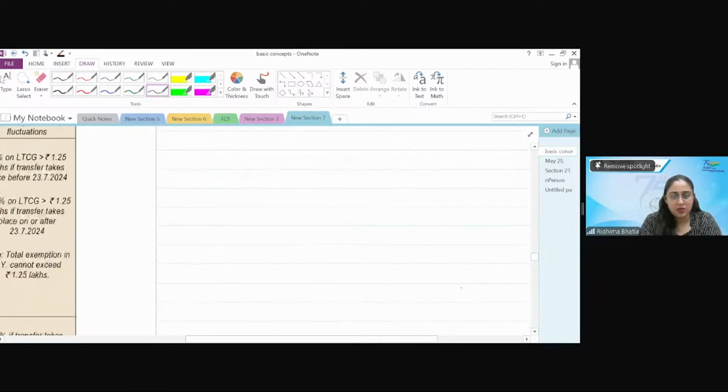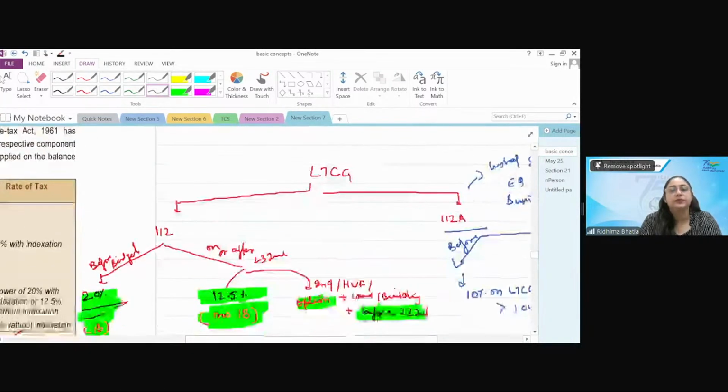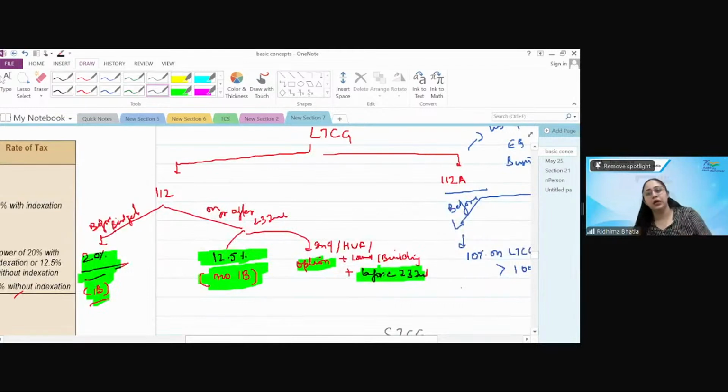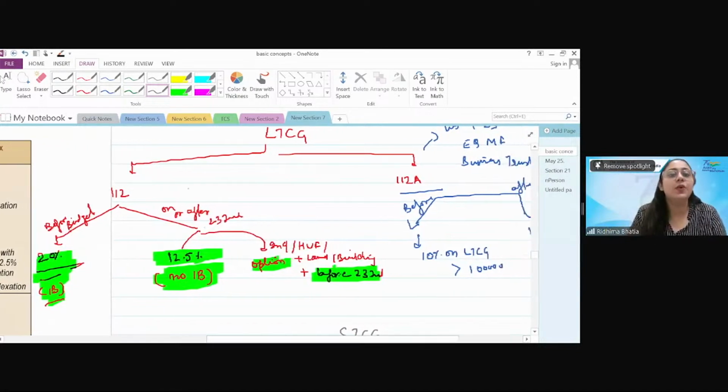So, long-term capital gain. If it is listed equity shares, equity oriented mutual funds, and units of business trust, then Section 112A is applicable. For other assets, it is Section 112. Generally, if you have studied long-term capital gain, you may know that long term is beneficial because of the indexation benefit.